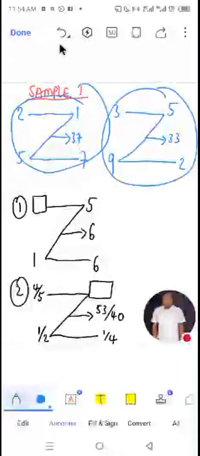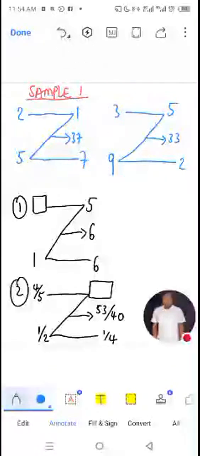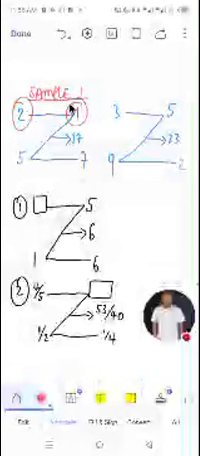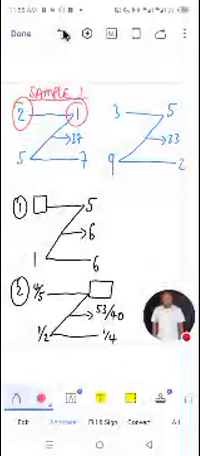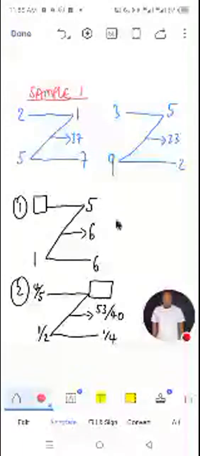All you have to do is to study each of the samples and understand the pattern. Once you understand how each of the numbers was gotten, for example, how was 2 gotten, how was 1 gotten, how was 5 gotten, how was 7 gotten, you can then use that knowledge to answer question 1 and then question 2.